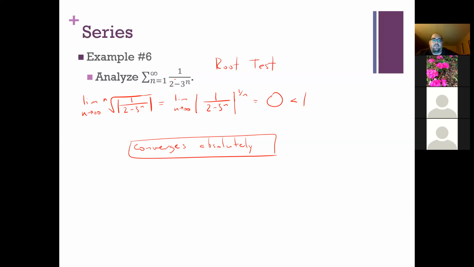All right, so any questions on any of those? Basically how to choose which test to go with.